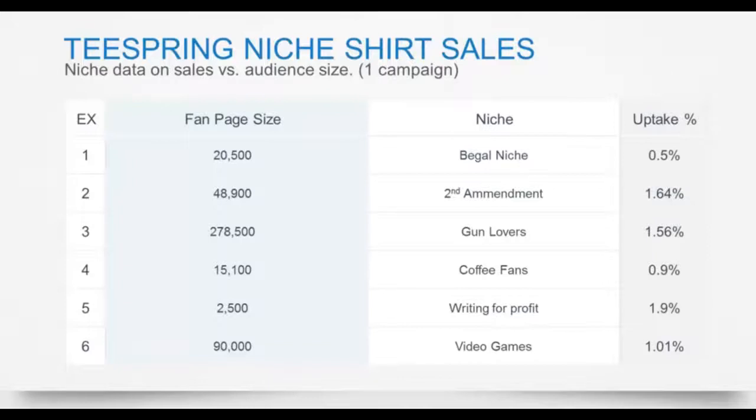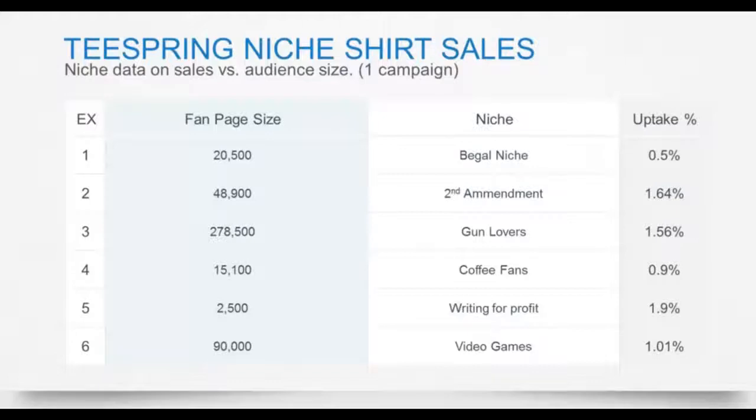In the Second Amendment niche, 48,900 fans, a 1.64% uptake rate. Uptake means the number of people that bought a shirt from that campaign. Example number 3 is a gun lover niche. Fan page, 278,000 people, 1.56% uptake rate. Example number 4, 15,000 in the coffee fans niche, people who love coffee, 0.9%, almost 1% uptake. Example 5, writing for profit, the writer's niche. Fan page size, 2,500 with a 1.9% uptake.